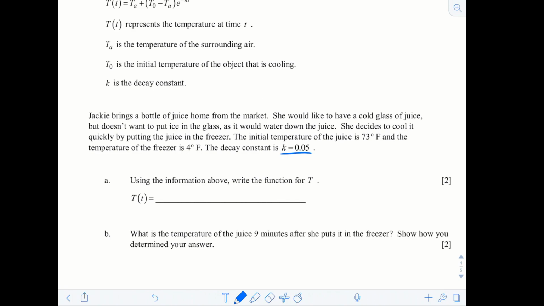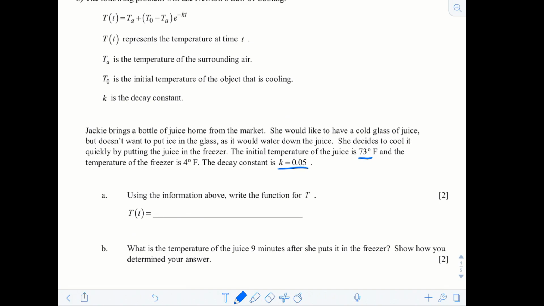So Jackie brings a bottle of juice home from the market. She would like to have a cold glass of juice, but doesn't want to put ice in her glass because it'll water it down. She decides to cool it quickly by putting the juice in the freezer. The initial temperature is 73 degrees, which is most likely your room temperature, and the temperature of the freezer is 4 degrees. The decay constant is 0.05.